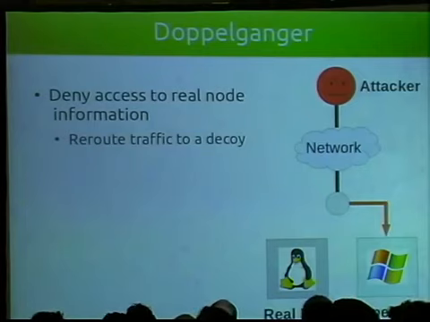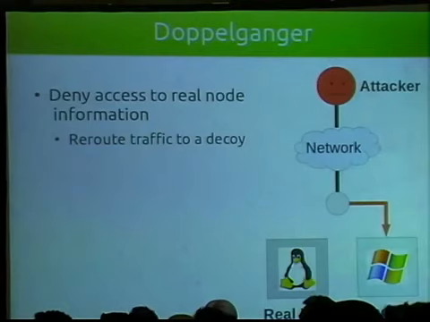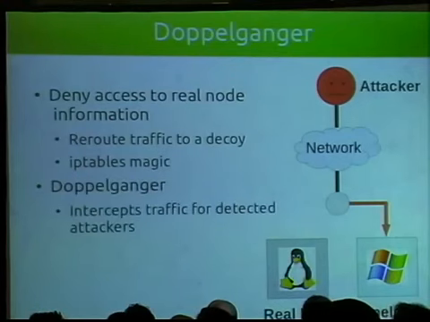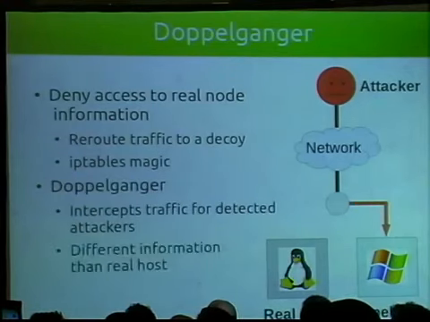Now when he tries to access the rest of it, so figure we catch him a quarter of the way through the scanning, right? And now for the rest of the three quarters, he's not going to get any real nodes. When he does try to scan a real node, he's just going to get rerouted to a fake one. So almost all the data that he's going to be seeing is fake. We use some iptables magic to do this. What did I say? Oh yeah, intercept, I think I already said that.